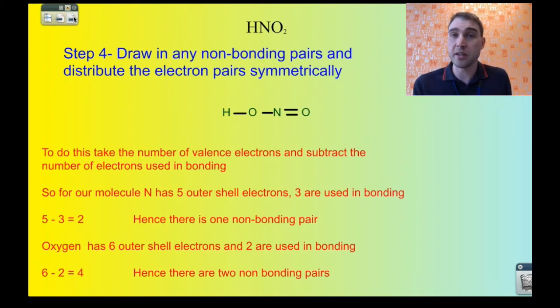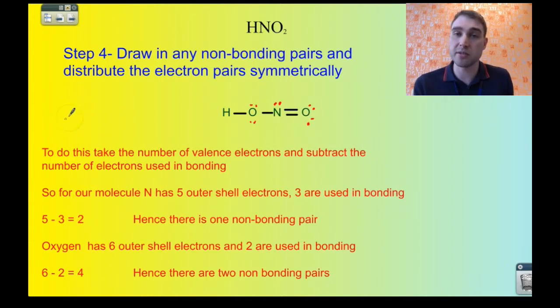Now you need to pop in any non-bonding pairs of electrons and distribute the electron pairs symmetrically. To figure out non-bonding pairs of electrons, you take the number of valence electrons and subtract the number of electrons being used in bonding. If we look at nitrogen here, nitrogen is group 5, it's got 5 outer shell electrons. 3 of those are used in bonding, so that leaves 2 left over. So there's 1 non-bonding pair of electrons around the nitrogen. Oxygen has 6 outer shell electrons, 2 are being used, so 6 minus 2 means there's 4 electrons left over for each oxygen. So 1, 2, 3, 4, and 1, 2, 3, 4.